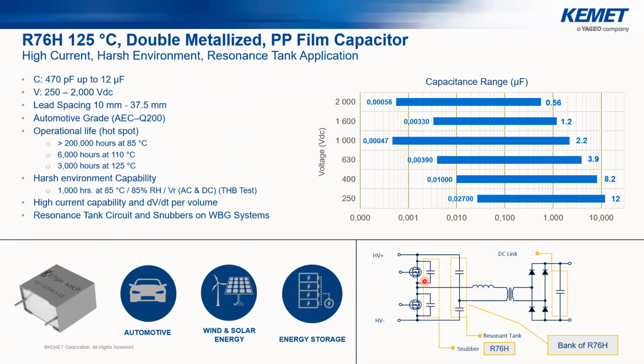So here in this slide, we are showing a general view of the R76H 125 degrees, which is our latest film capacitor series for the pulse, resonant, and resonant circuits. The main feature that we have, in addition to the previous series, which is the R76, is the highest temperature capabilities. So now we can operate at 125 degrees and have the THB performance.